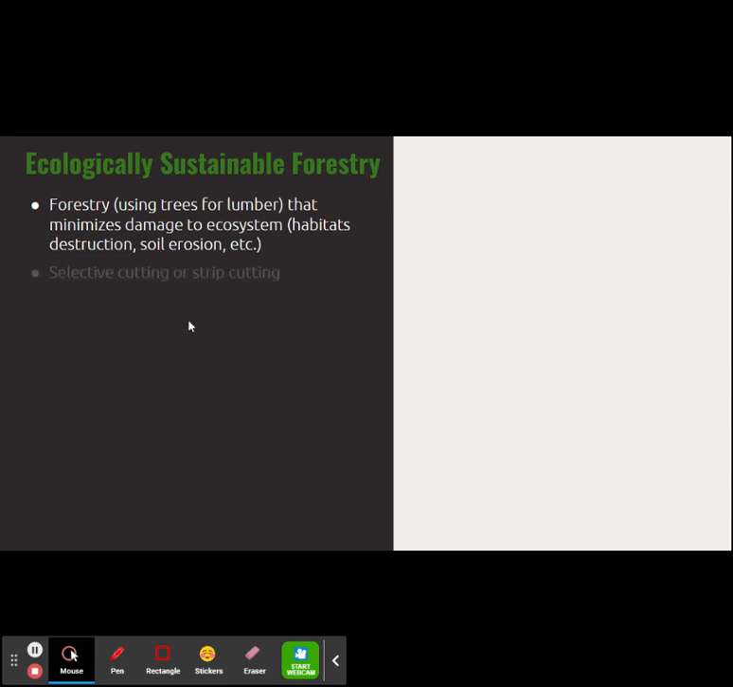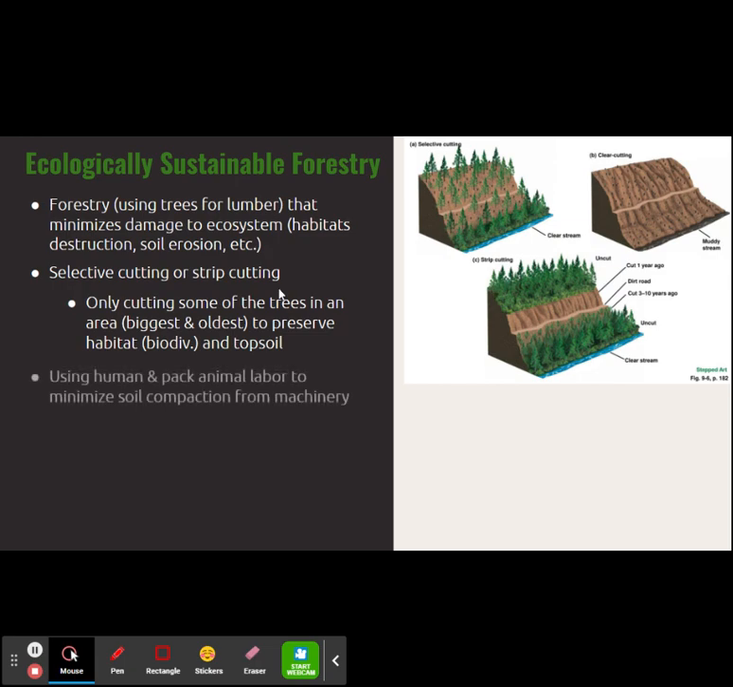Here we go. All right. So here are a few different ways. Selective cutting or strip cutting. Selective cutting is purposefully picking certain trees to cut down, whereas strip cutting is cutting a whole strip of trees. So I like to use this example in this scenario.